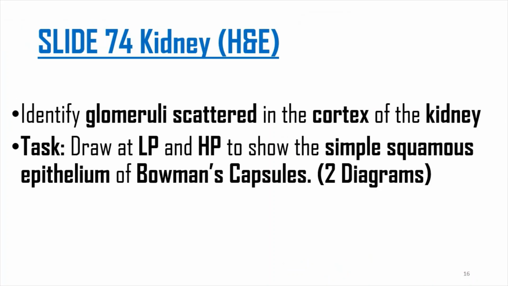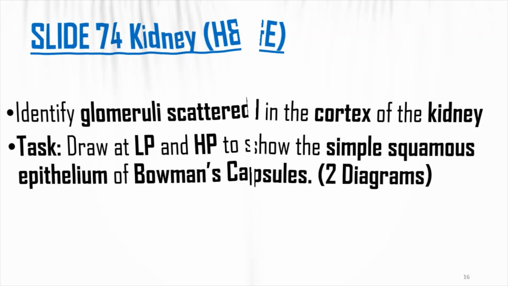Let's move on. Let's go to slide 74, which is the kidney. So here you must identify the glomeruli scattered in the cortex of the kidney. The task is to draw at high power and low power to show the simple squamous epithelium of the Bowman's capsule. So draw two diagrams, one at low power, the other one at high power.